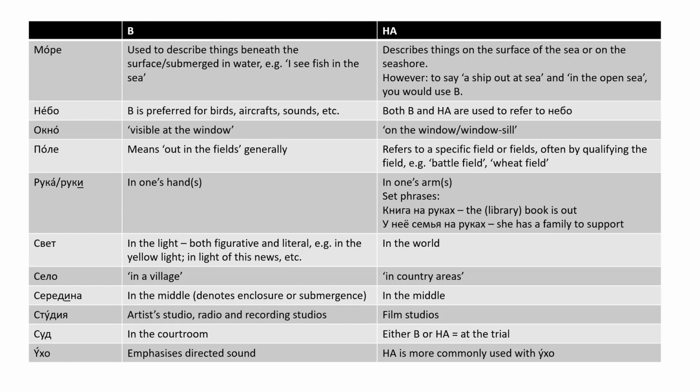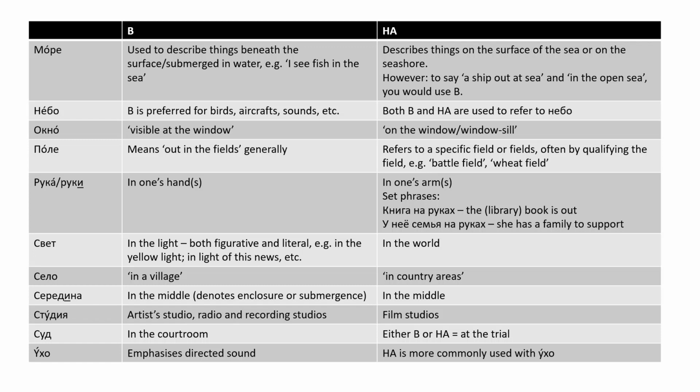Polje means field. Now v and na, the difference is very slight. So v is just used more generally, so out in the fields, without specifying which fields or anything, whereas na does refer to a specific field and can qualify fields. So on a battlefield you would use na, or in a wheat field you would use na to qualify it.